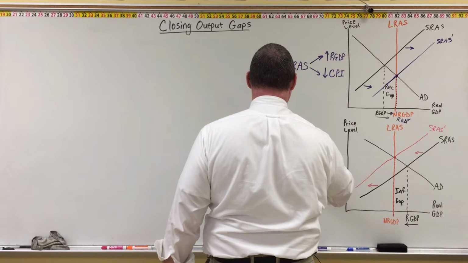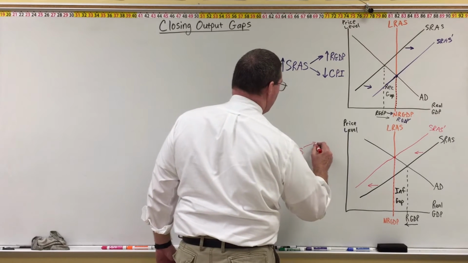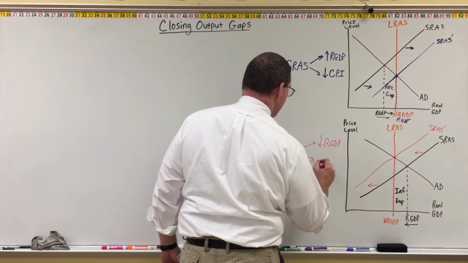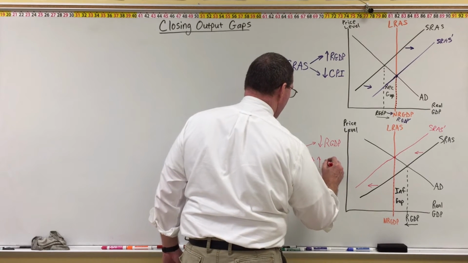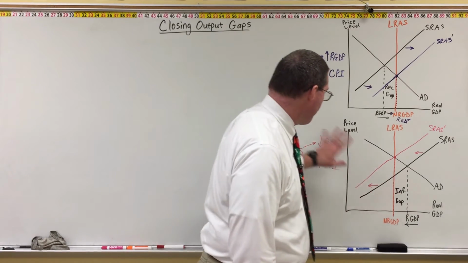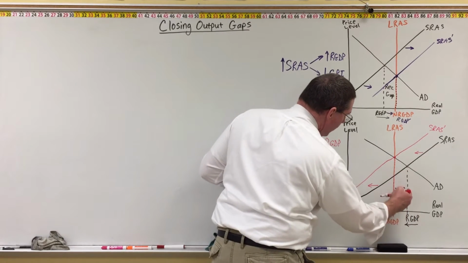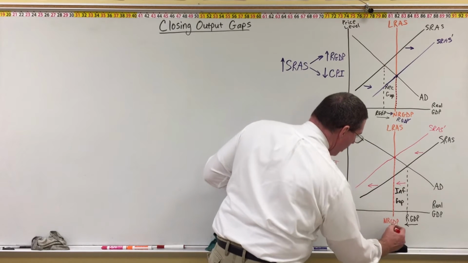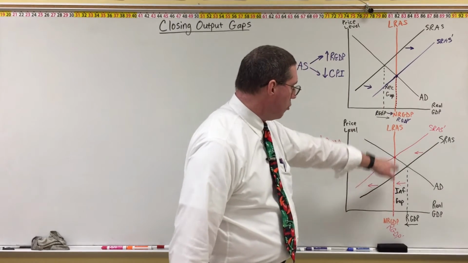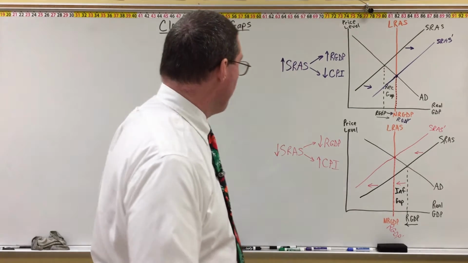So a decrease in short-run aggregate supply is going to lead to a decrease in real GDP, and it'll also lead to an increase in CPI. Now, we're not concerning ourselves right now with CPI. We're closing the output gap, so we're focusing on output, okay? And so when real GDP then decreases, real GDP prime is now going to be equal to natural real GDP, and we have now returned to long-run equilibrium, okay?